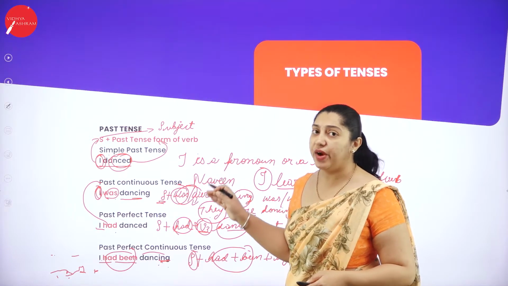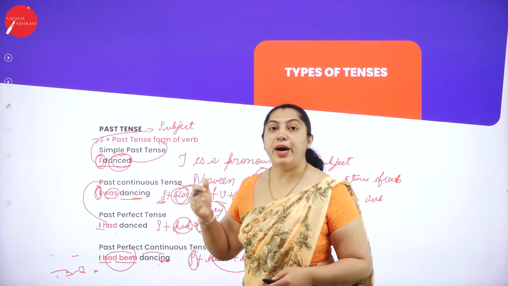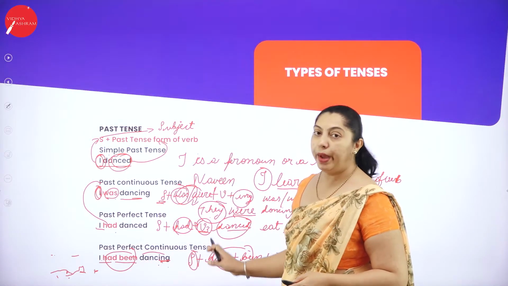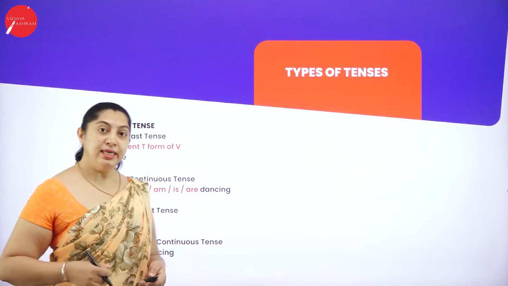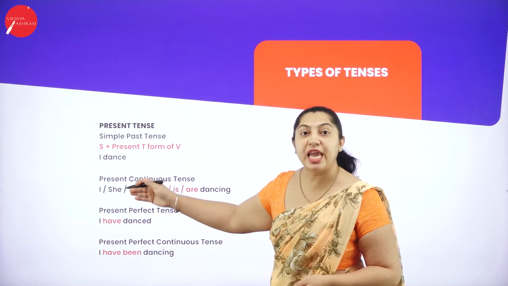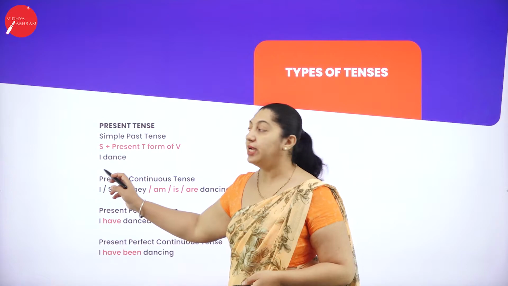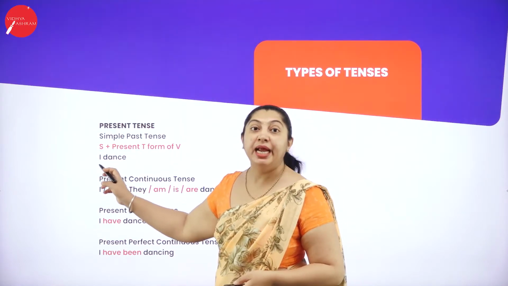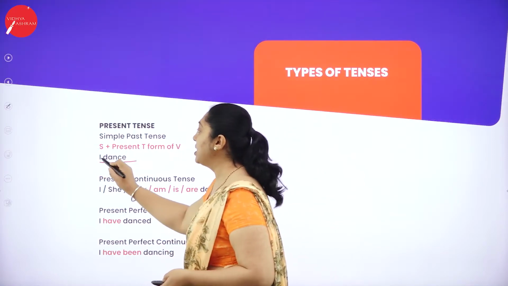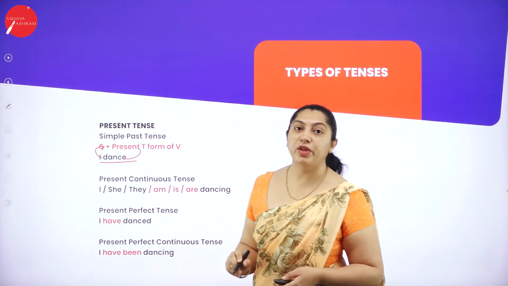So each tense is divided into 4 subtenses. In the past tense, it is simple past, past continuous, past perfect, and past perfect continuous. Hope it's clear with you all. And the next tense is present tense. Here I have taken the same sentence for each and every tense. In the previous slide, in the past tense, it was I danced. But when it comes to the simple present, it will be I dance. So I is the subject and dance is the present form of the verb.